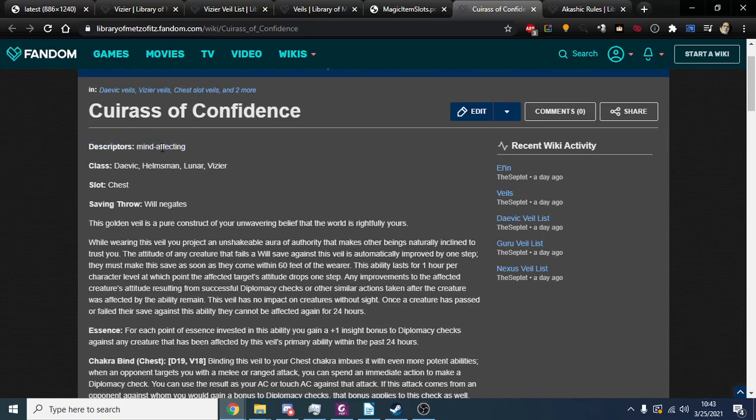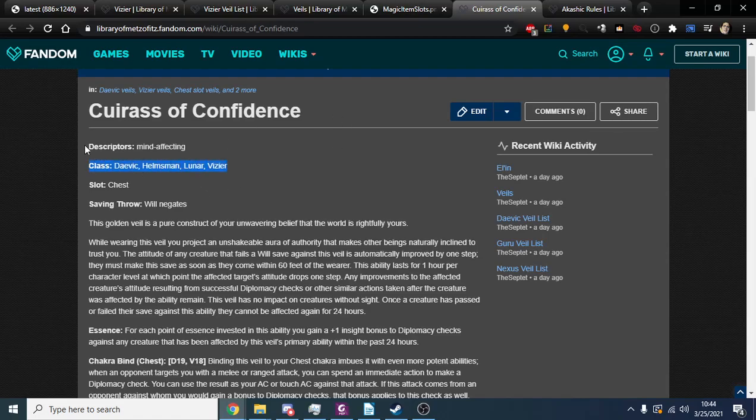So it interacts with creatures who are resistant or immune to mind affecting in much the same way that a spell would. Some veils have their own unique descriptors that do not appear on spells, such as the title descriptor, but we can get into that a bit later.